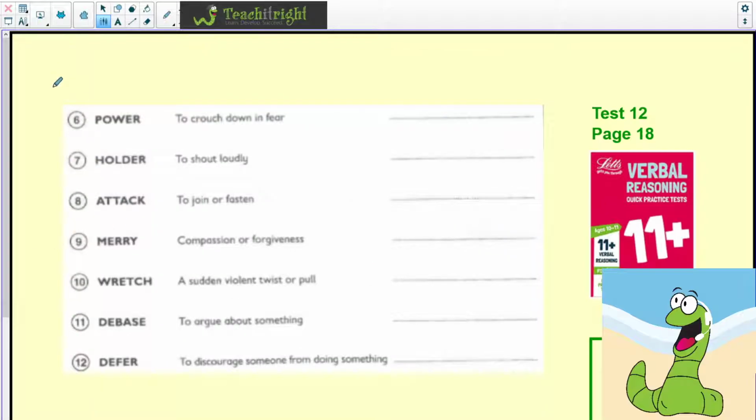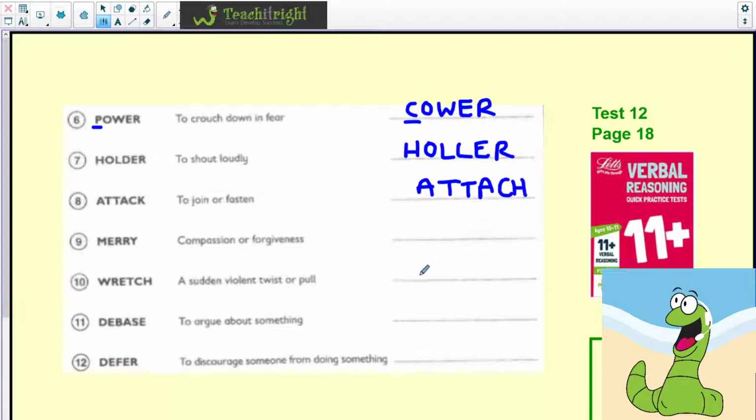Let's go and have a look at question 6. We've got power, and this is to crouch down in fear. That's to cower. So the letter we're changing is the P to a C. Question 7, we've got holder, to shout loudly, and the word we're looking for here is holler. So if you shout, you holler. That again wasn't an easy one, so if you struggle on it, you move on to the next one. The next one's a bit easier. Attack, to join or fasten, of course, is attach. So it has an H at the end rather than the K.